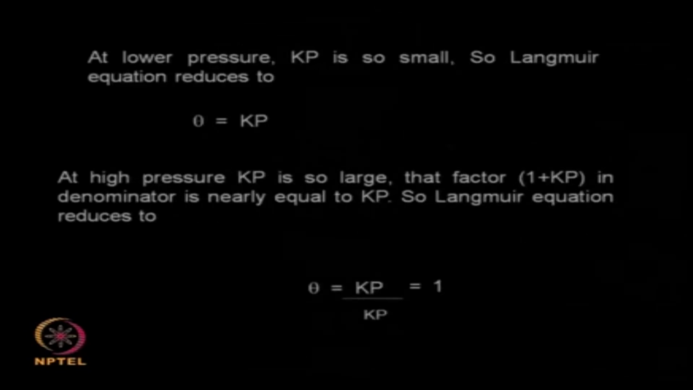So, if you take that equation and look at very low pressure, Kp is going to be very small. So, 1 plus Kp will become 1. So, your Langmuir equation becomes theta is equal to Kp. That means what? There is a first order relationship between P and theta. So, the amount of gas that is adsorbed will be directly proportional to the pressure.